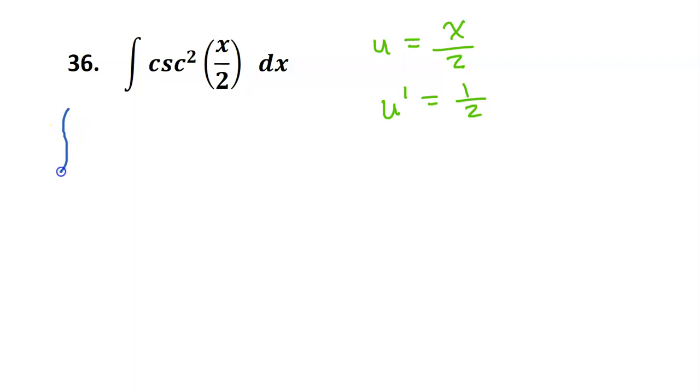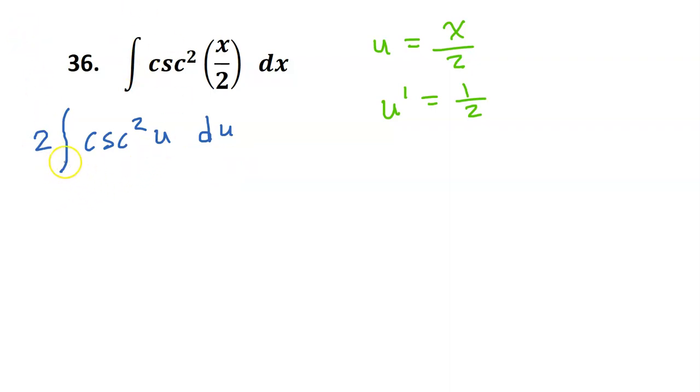So we have the integral of cosecant squared u. Instead of dx, we have to write du over u prime, which is 1/2. Dividing by 1/2 is the same as multiplying by 2. So really, I can go ahead and put a 2 in the front because of that.